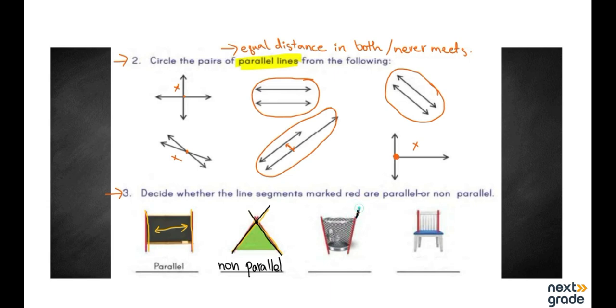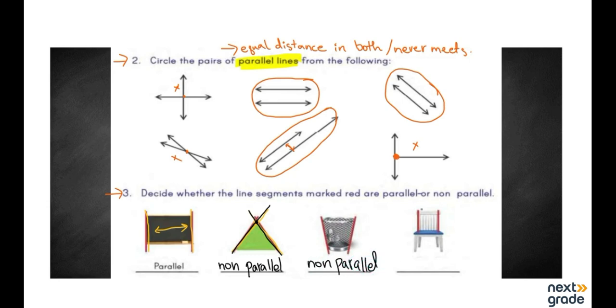So let's all look at this dustbin, and you can see the lines are drawn over here like this. That means if you extend them, then further ahead they are going to meet at some point. They are not at the same distance from where they started. So that means these lines are non-parallel lines. So let's write over here that this one is also a non-parallel line.